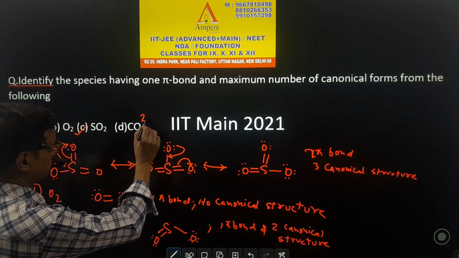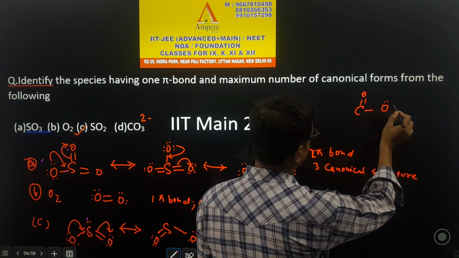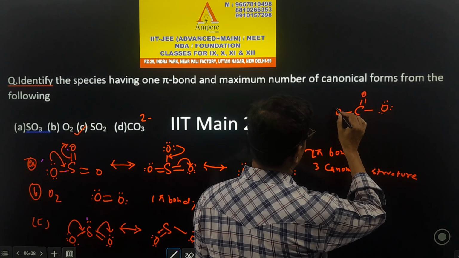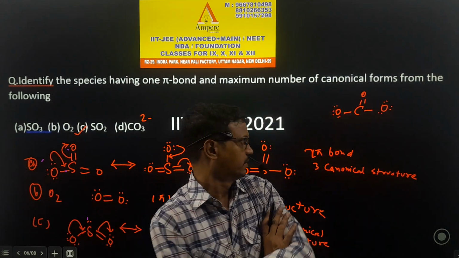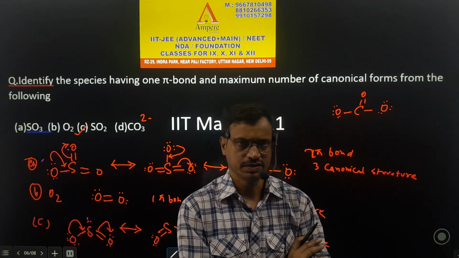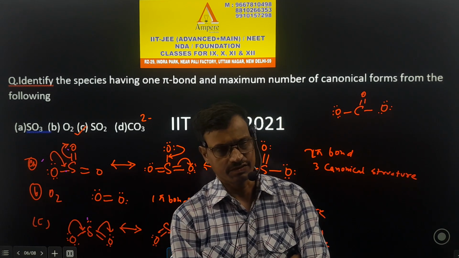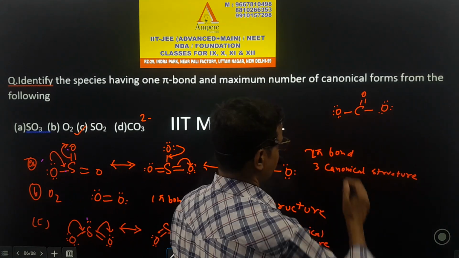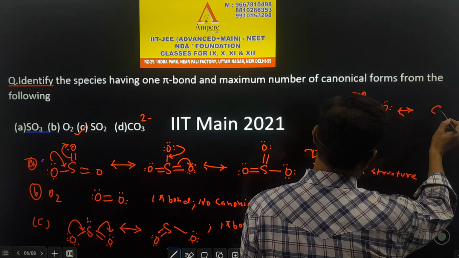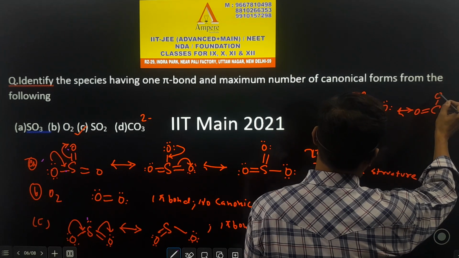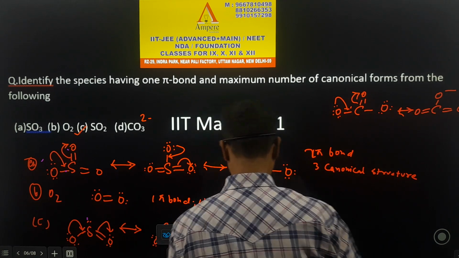CO3 2 minus. In CO3 2 minus, what's here? Carbon double bond oxygen here. 2 minus means, whenever there is minus, there is that much extra electron. Wherever there is plus, that means that much deficient electron. So how to draw the structure? This will come here for double bond formation, this oxygen will attract. So carbon here, double bond oxygen, here single bond, double bond as single bond as usual.